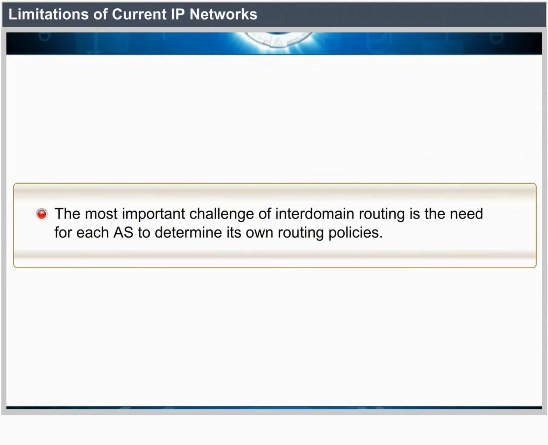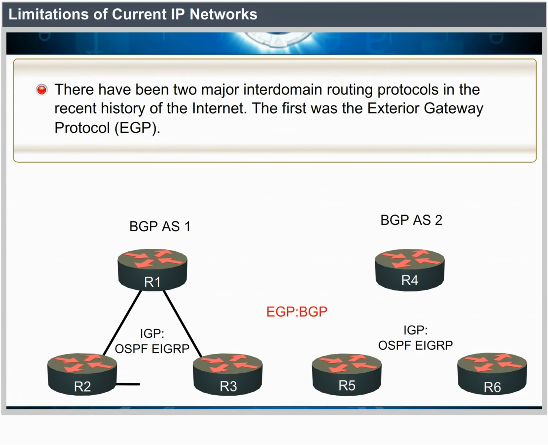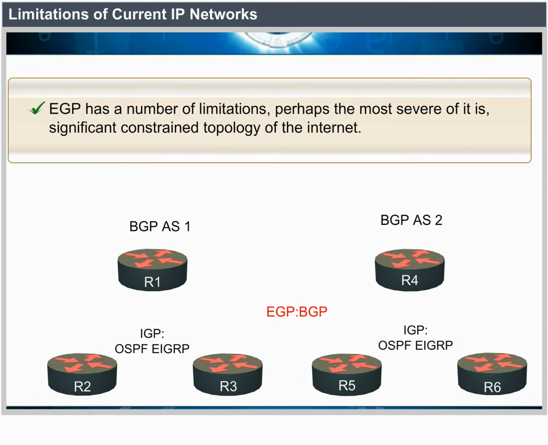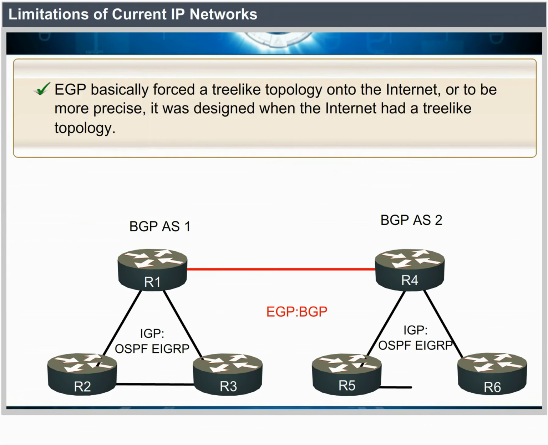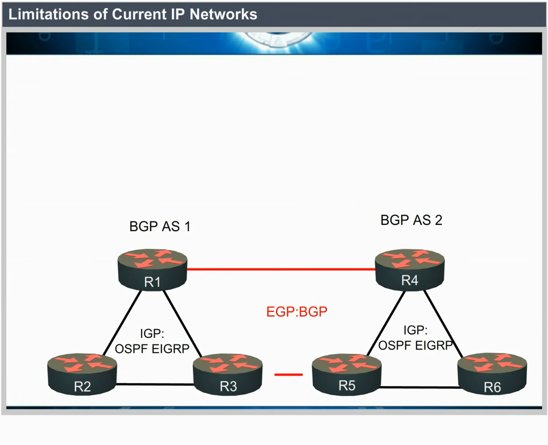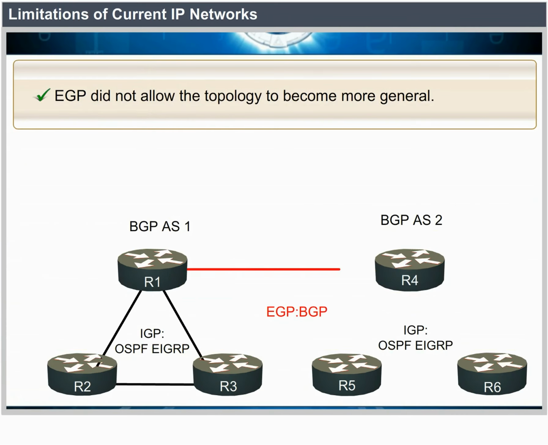There have been two major inter-domain routing protocols in the recent history of the Internet. The first was the Exterior Gateway Protocol (EGP). EGP had a number of limitations, perhaps the most severe of which was that it constrained the topology of the network rather significantly. EGP basically forced a tree-like topology onto the Internet, or to be more precise, it was designed when the Internet had a tree-like topology. EGP did not allow for the topology to become more general.